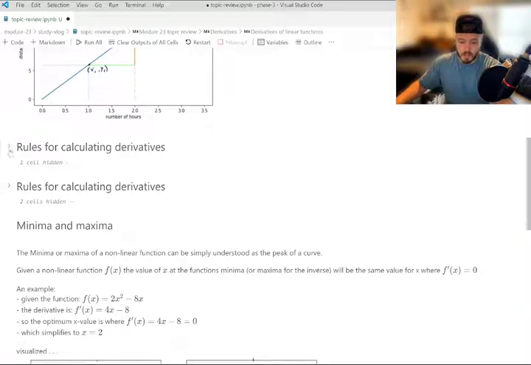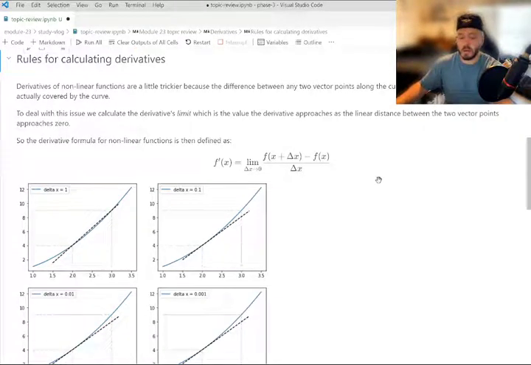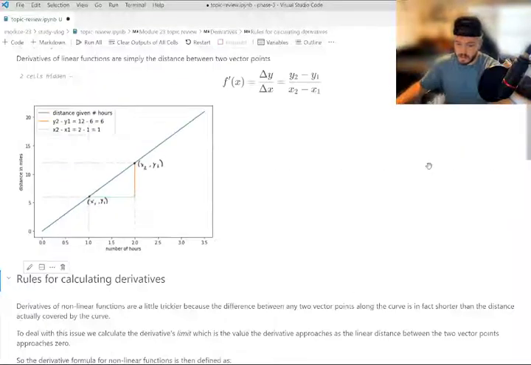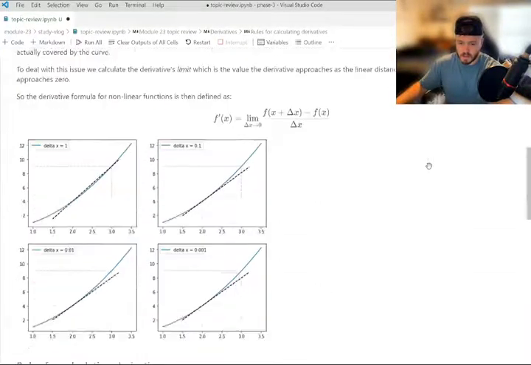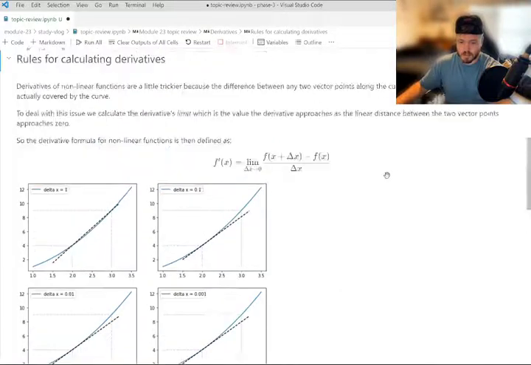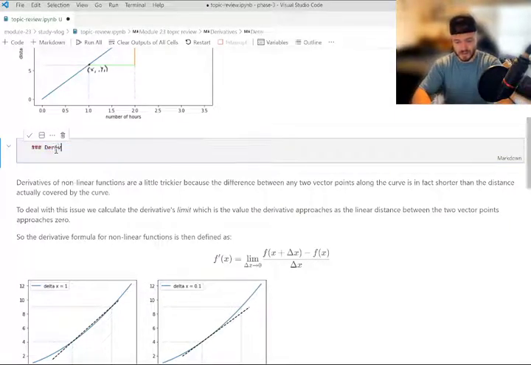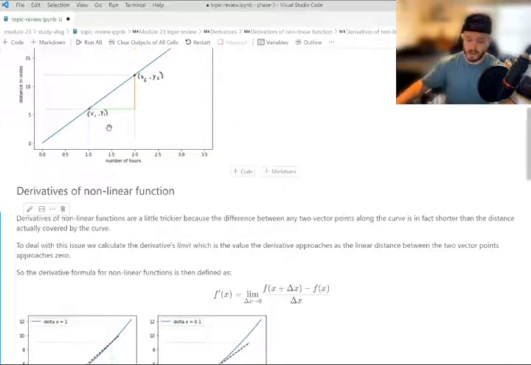So there's a few rules for calculating derivatives, because did I mess up my slide? I did. This should not say rules for calculating derivatives. This should say something like derivatives of non-linear functions. And all that non-linear means is that it's not in a line.